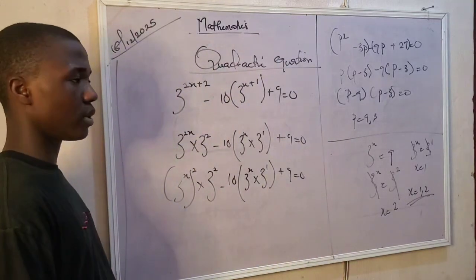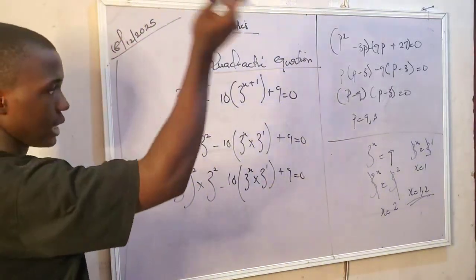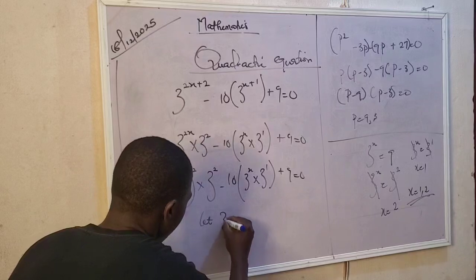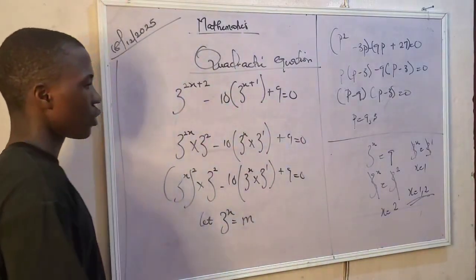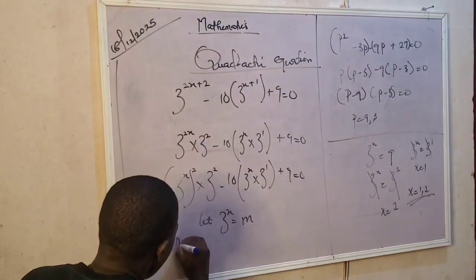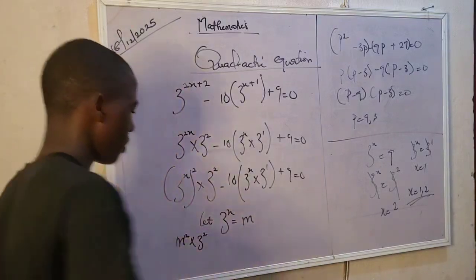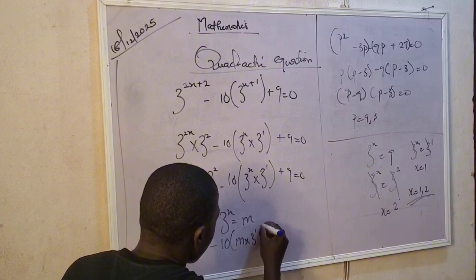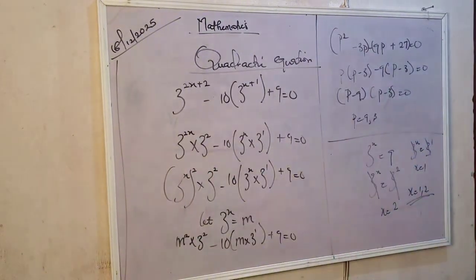Also, we'll do the same thing we did for the last question, where we place the value of 3 to the power of x. Let's use m this time. Let 3 to the power of x equal m. So now let's introduce m as 3 to the power of x. So this becomes m squared times 3 squared, minus 10m times 3 to the power of 1, plus 9 equals 0.